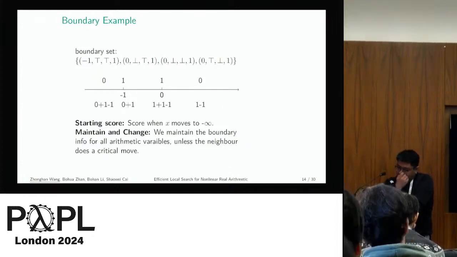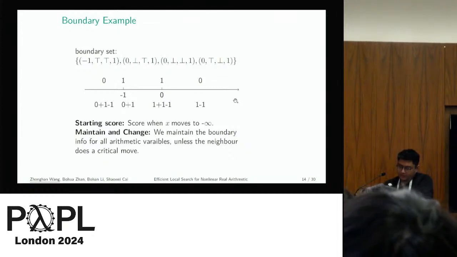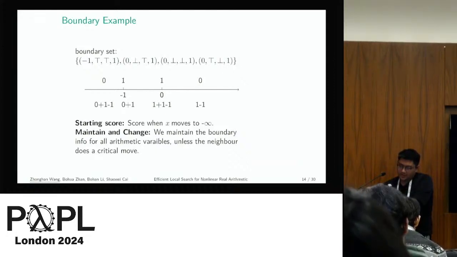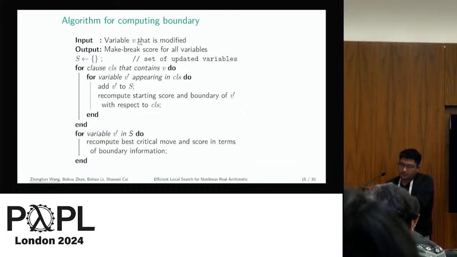The second problem is how we maintain or change the boundary sets. We only change the boundary info when a neighbor does a critical move. If we do a critical move, all of these neighbors have to change their boundary sets. Here's an example. Assume that variable v is modified, and we output the score for all variables. Note that v does not appear in all clauses, and in some clauses, some variables' feasible sets do not change.